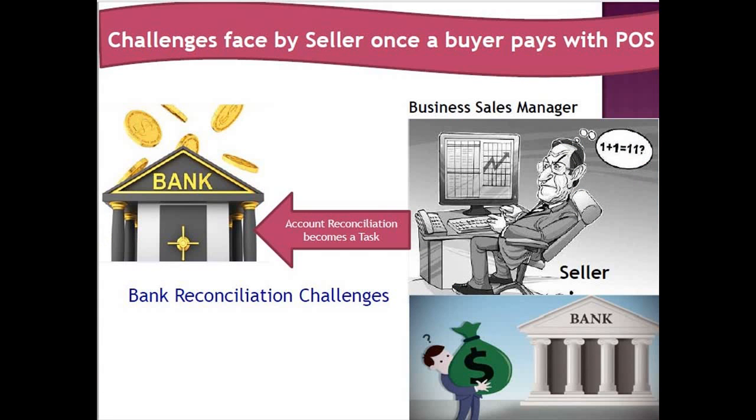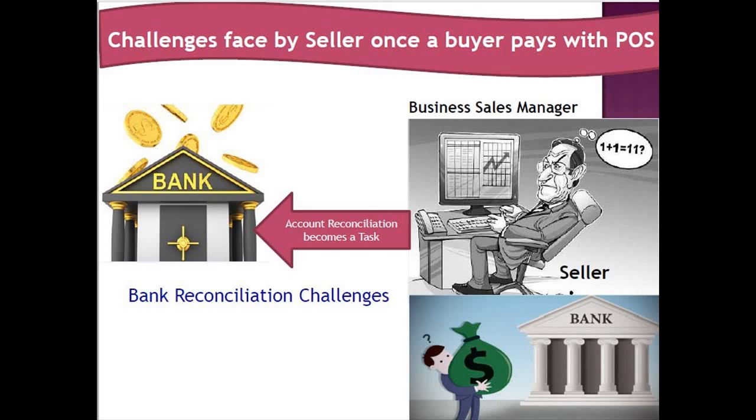Challenges faced by the seller once a buyer pays with POS. Bank reconciliation challenges include: 1. The seller's account is credited in lump, not per transaction. This makes it impossible for the seller to match products sold with the credited amount. 2. The seller does not have daily closure on daily sales because it will take the bank 1 to 3 days before her account is credited.